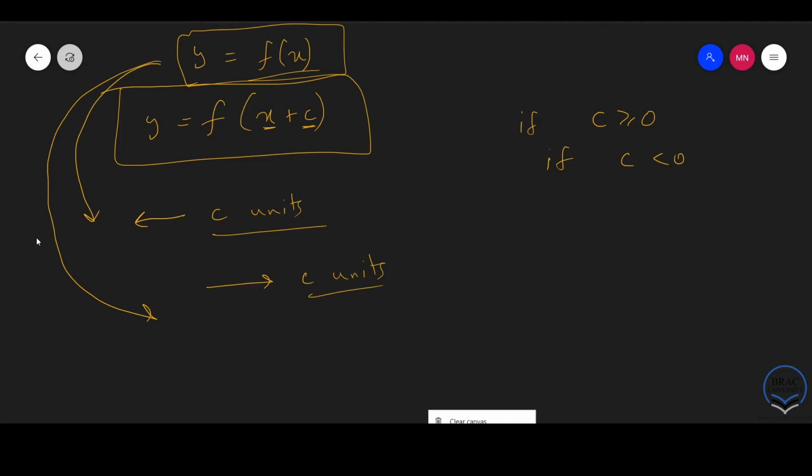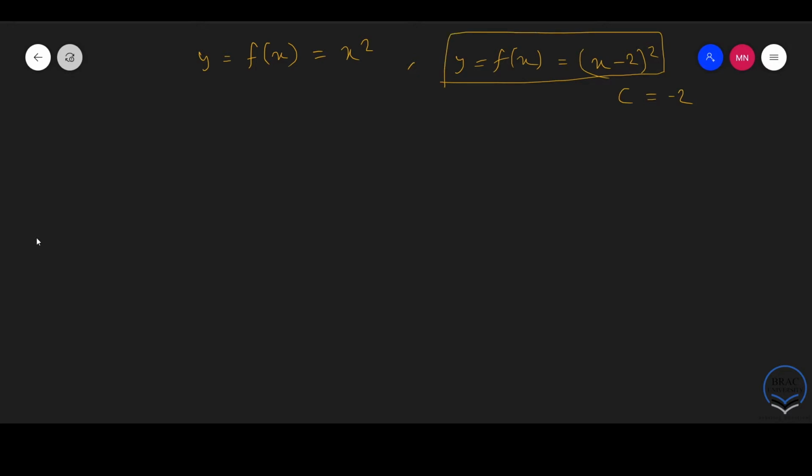Right, so if we take a look at some actual examples, let's say we have x squared, right? So if we have y is equal to x squared, and then we have another function y is equal to f of x, which is equal to x minus 2 squared, right? So in this case, we're adding negative 2 to our x, so c is equal to minus 2. So what happens to the graph for this function? To graph this function, we're just going to shift the graph of x squared 2 units to the right, right?